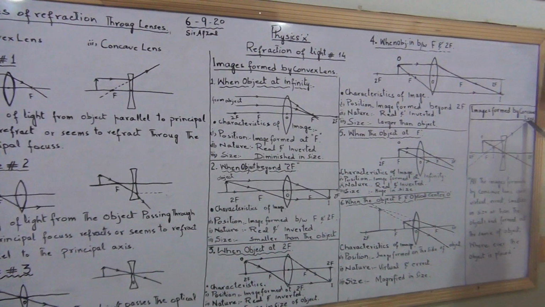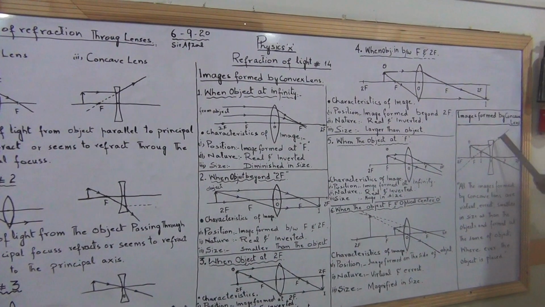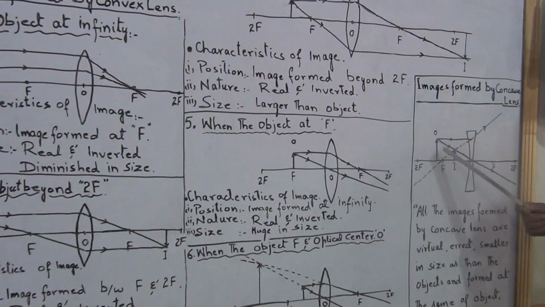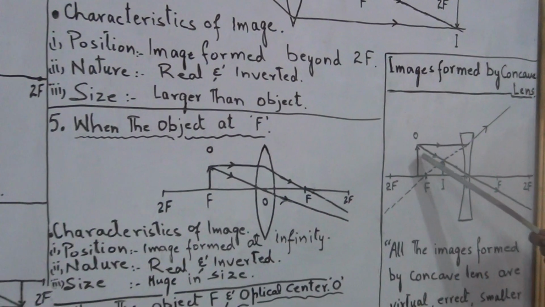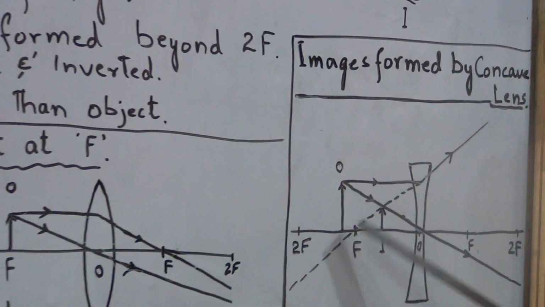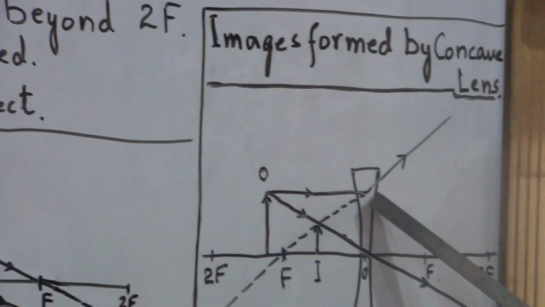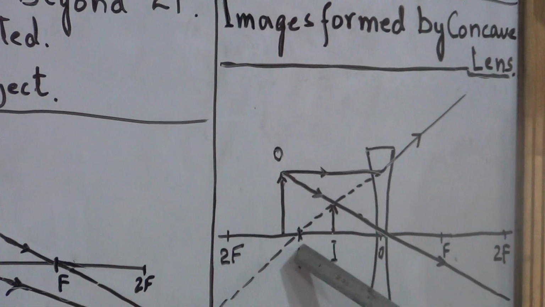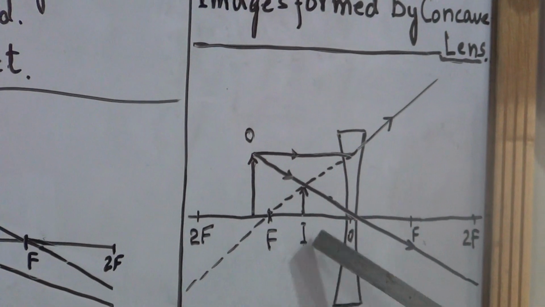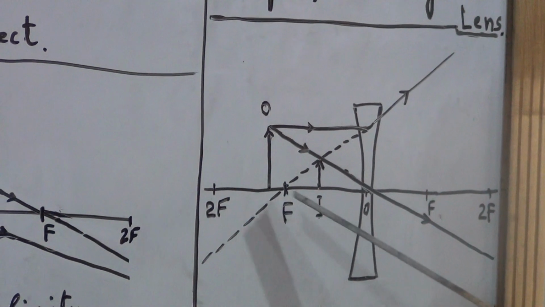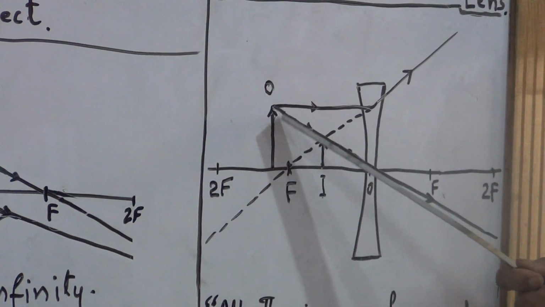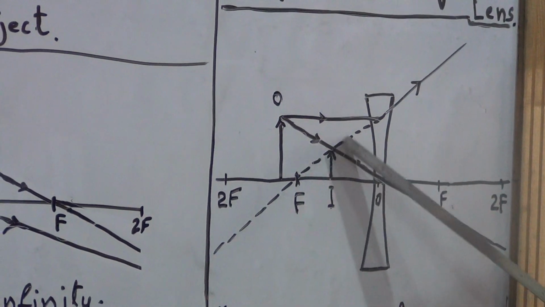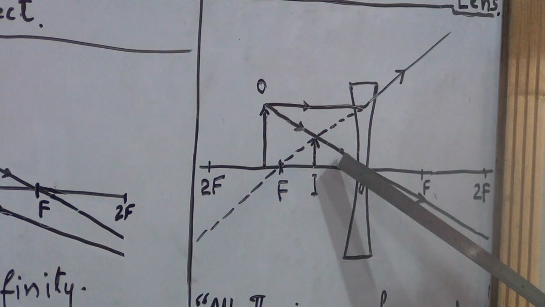Now the image formed by a concave lens. This is the lens, this is its optical center. Now the object is placed in front of the lens. One ray parallel to the principal axis will be scattered. We will take an imaginary ray, a dotted line, which seems to appear from the principal focus, and the second ray from the object passes through the optical center and goes straight. Both the rays intersect each other and the image is formed.